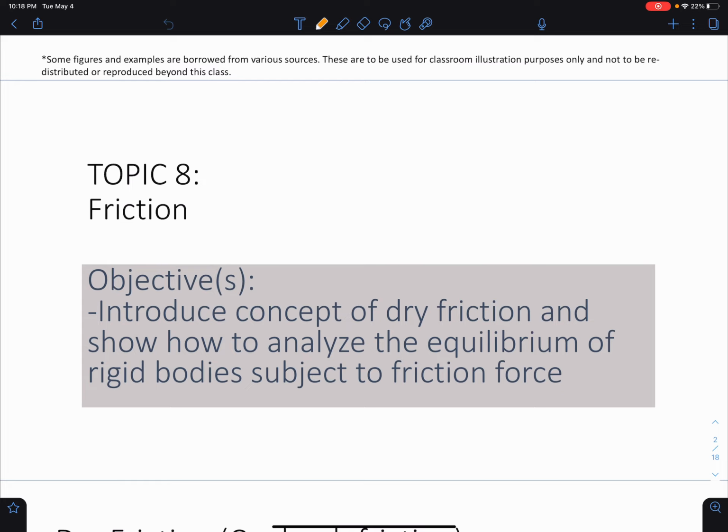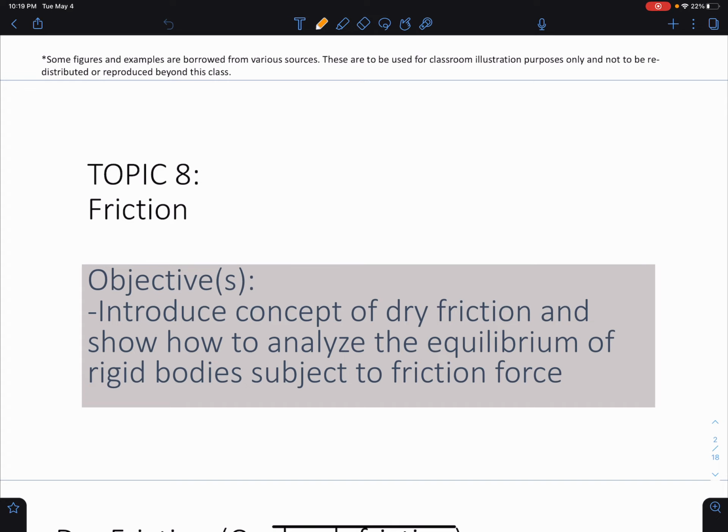So the concept of friction, what we want to do is talk about dry friction and how we can analyze the equilibrium of rigid bodies that are subject to friction force. The difference between the friction we're going to discuss in this class versus the friction we're going to discuss in dynamics is that when we're dealing with friction in dynamics, we need to overcome that friction force in order to cause the body to move. In this class, we're not trying to overcome any friction force because we're in static equilibrium, which means our systems are not moving. So the type of friction that we're dealing with is very specific in this class.